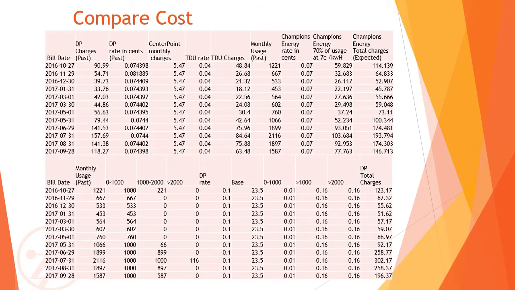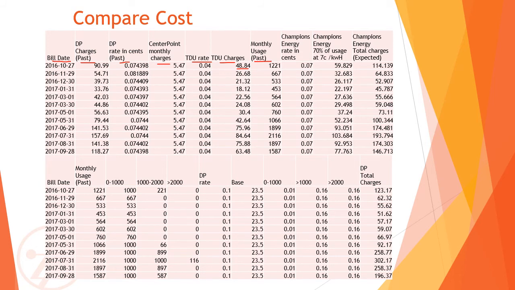Now we're going to walk through the Excel sheet that I put together to compare costs from Discount Power and Champions Energy. As you can see, the first column is the bill date, which I was able to find from last year. And these are the charges from previous years. I was using Discount Power, and these are the rates from last year. This is the CenterPoint charges, the TDU rate and TDU charges, which is based on the monthly usage times the rate. So that's how you find this number.